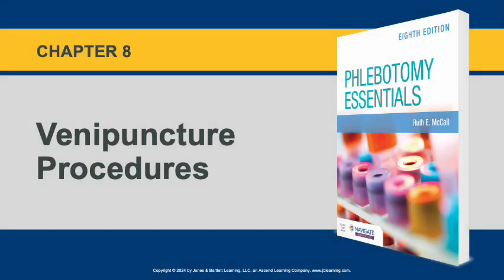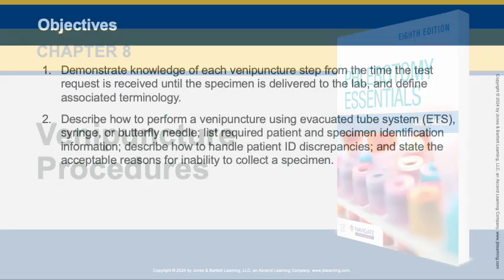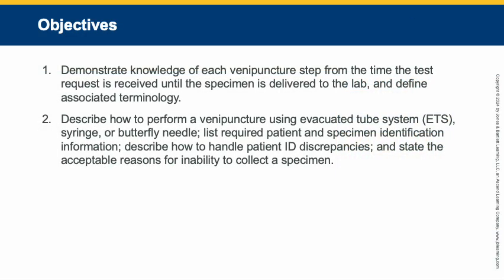Hey everybody. Today we are going to cover Chapter 8, which is venipuncture procedures. The objectives are for you to demonstrate knowledge of each venipuncture step from the time the test request is received until the specimen is delivered to the lab, and define associated terminology. Number 2, describe how to perform a venipuncture using an evacuated tube system, a syringe, or a butterfly needle.